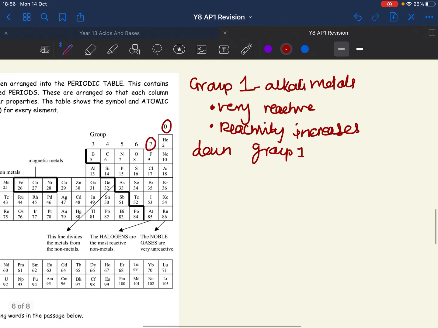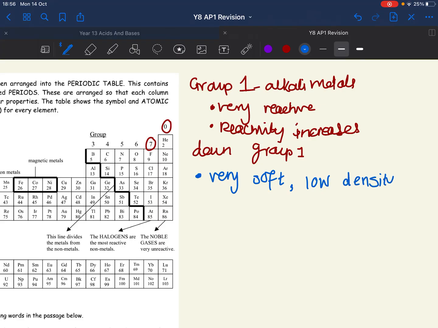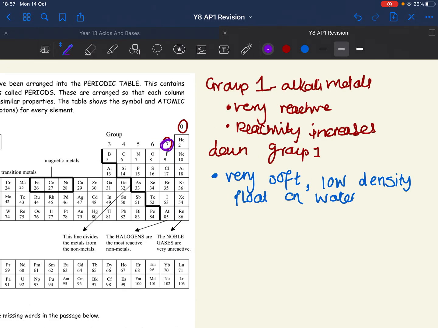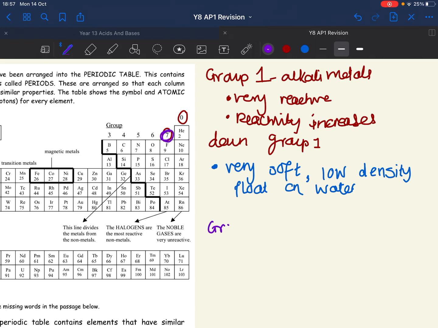So this is the chemical properties. Physical properties of group 1, I'll do it blue. They are very soft. So they are very soft. And we can say they have a low density, so they can float on water. Okay, and the next group that you need to know is group 7. So group 7 are known as halogens.